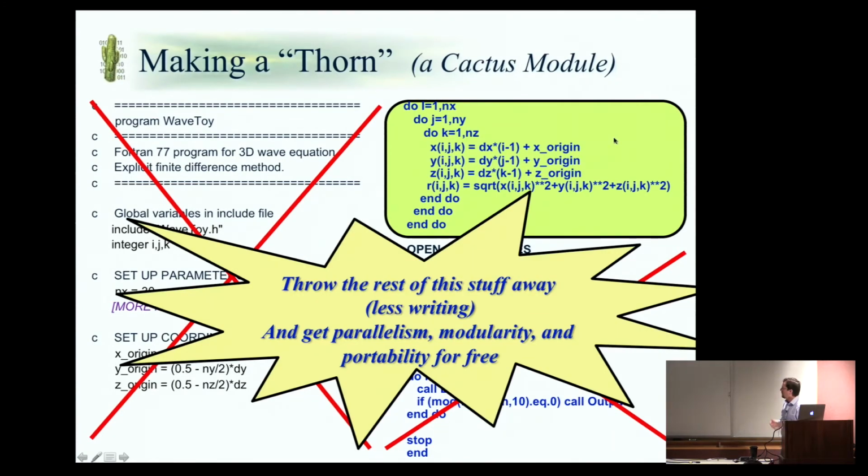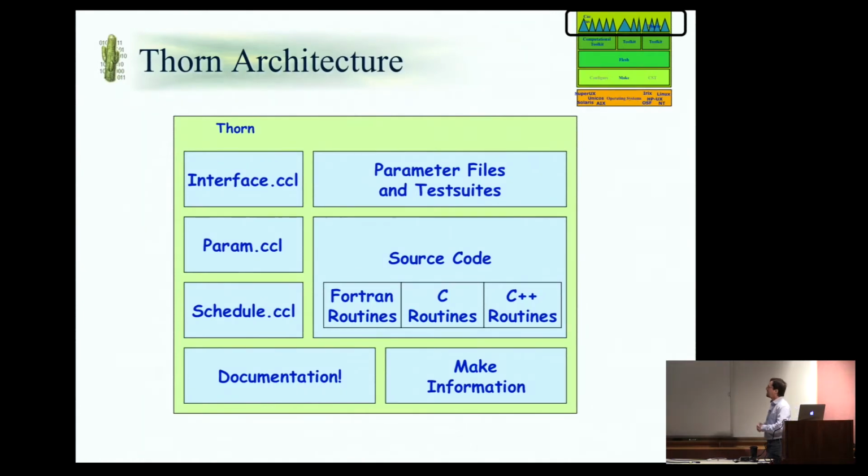So there's less writing to do, and you get your parallelism, and I can also then plug this in next to something that implements other kinds of physics on the same grid to create multi-physics simulations. Other physics being things like chemistry or radiation transport or other things like that. So this is kind of the architecture of your Thorn.